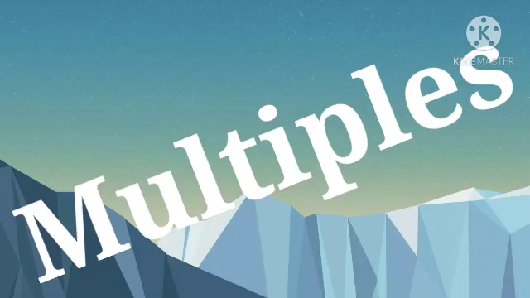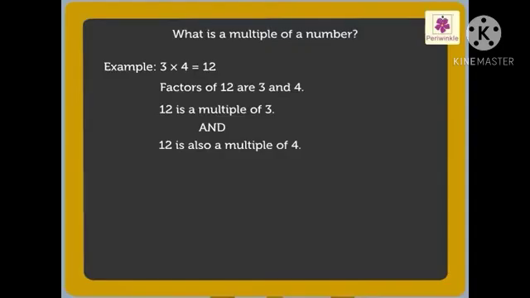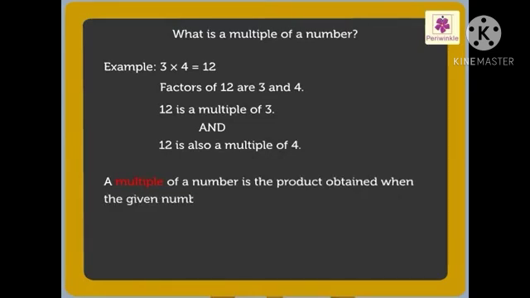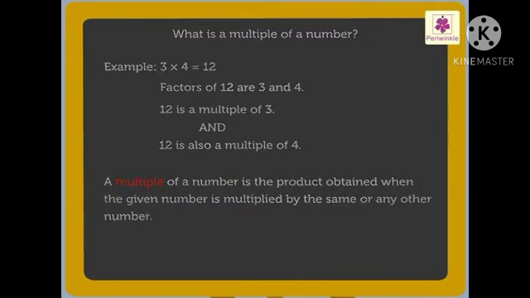Now let us discuss what is multiples. What is a multiple? A multiple of a number is the product obtained when the given number is multiplied by the same or any other number. It is called a multiple. Multiples.